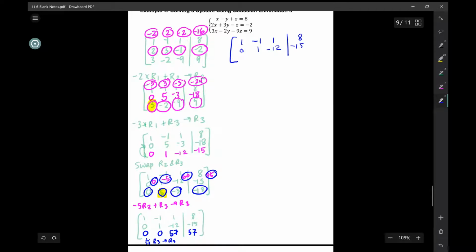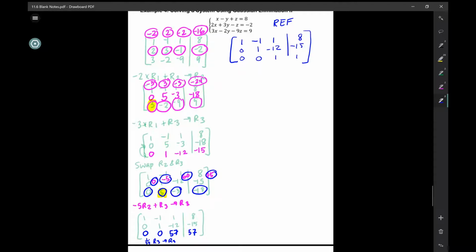Row 3 is now 0, 0. Divide 57 by 57, you get 1. Divide 57 by 57, you get 1. And now we have our matrix in REF, row echelon form. I'm actually not going to stop here because I'm going to take this one step farther and get this into reduced row echelon form. And that's the form where you have 1s on the diagonals but 0s everywhere else in the coefficient part of the matrix.